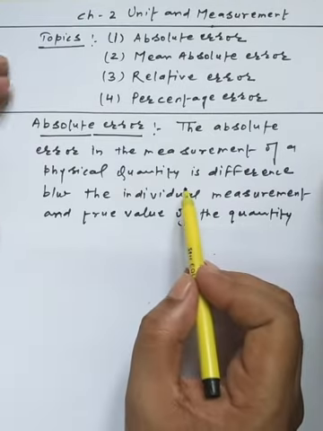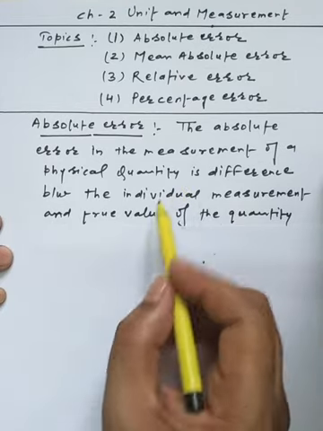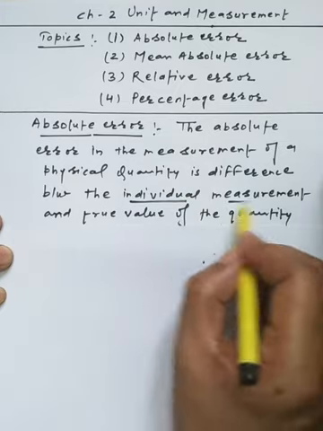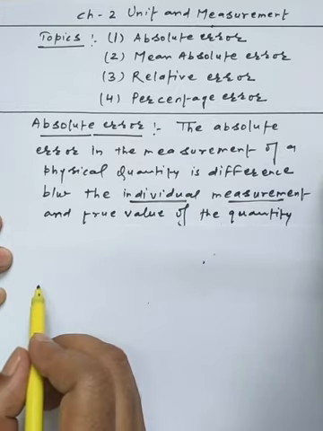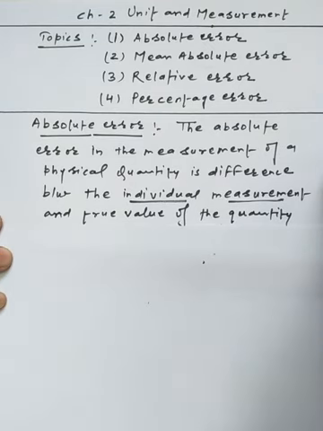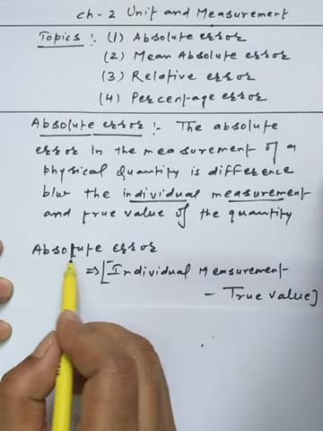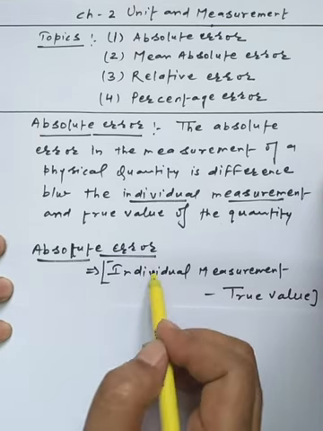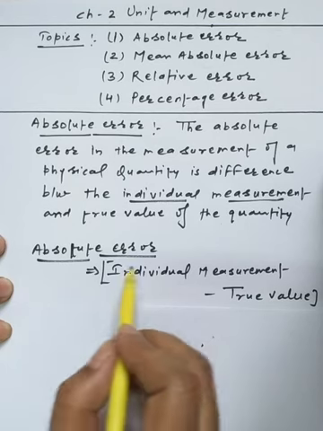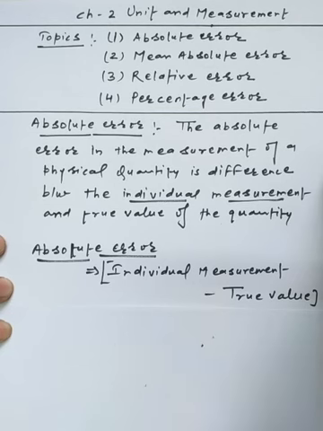So what I have written: the absolute error in the measurement of a physical quantity is generally the difference between the individual measurement of the physical quantity we are doing and the true value of the quantity. That is the meaning of the absolute error. Now we define it in a single step: absolute error is the individual measurement minus the true value.